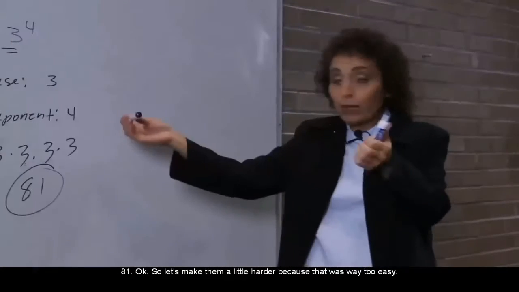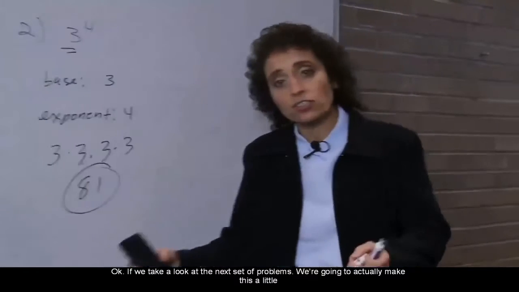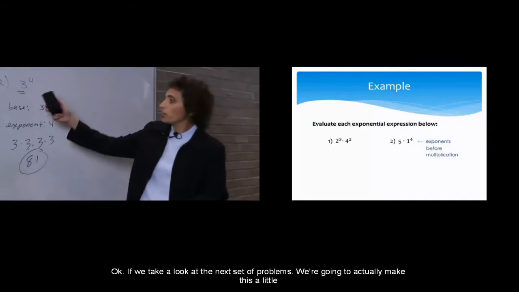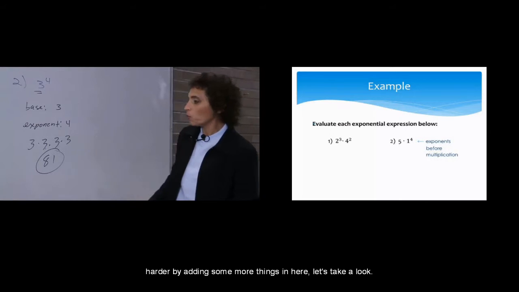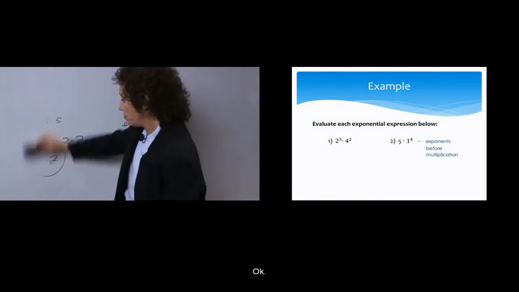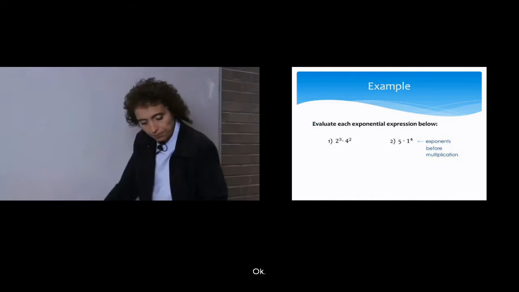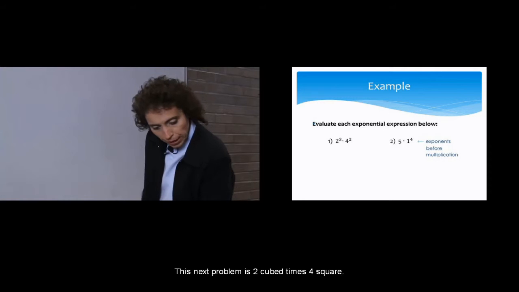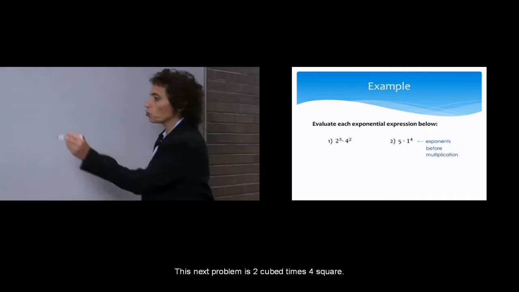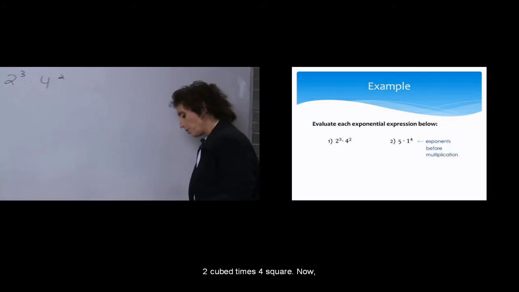Okay, now let's make them a little harder because that was way too easy. Okay, so if we take a look at the next set of problems, we're going to actually make this a little harder by adding some more things in here. So let's take a look. Okay, this next problem is 2 cubed times 4 squared. 2 cubed times 4 squared.